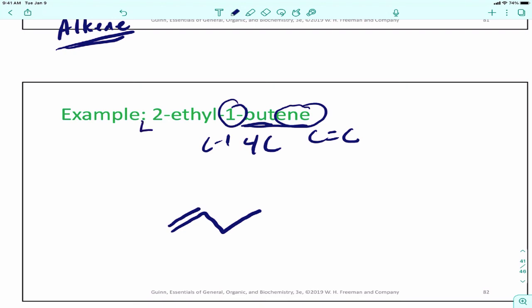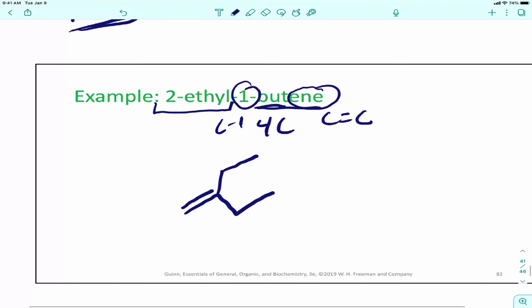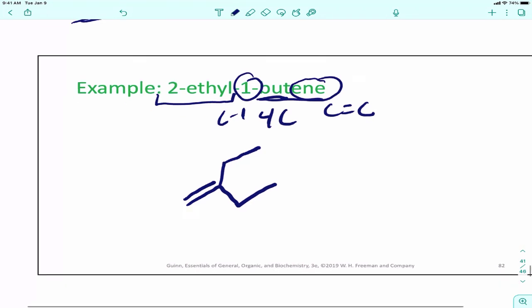And then you've got a substituent on carbon 2, an ethyl group. So on carbon 2, 1, 2 carbons. All right, and that would be the answer to this question. That would be the structure of 2-ethyl-1-butene. Okay. All right, let's try another one.